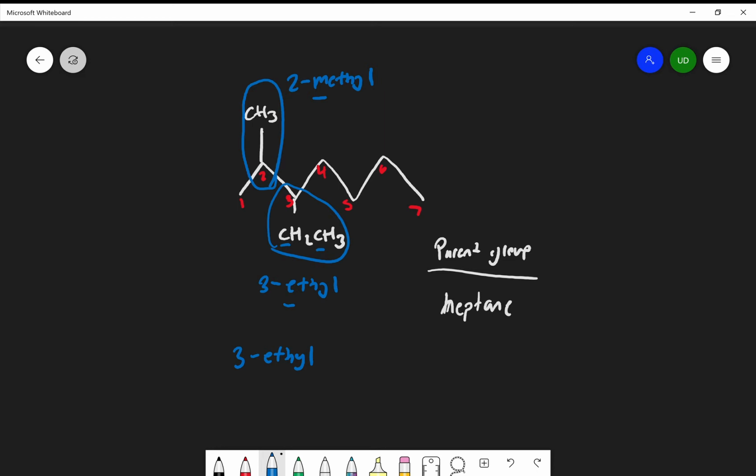And then you'll follow up with 2-methyl, and finally the parent group, which would be heptane. So this is how you do these type of compounds. Okay, let's try a different one. Well, let's try doing this one.